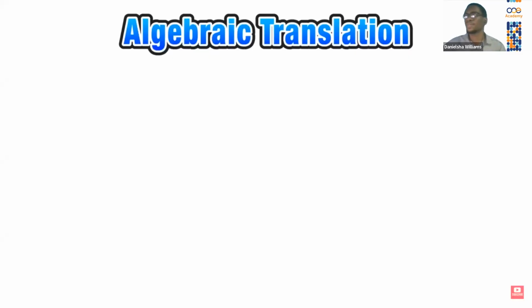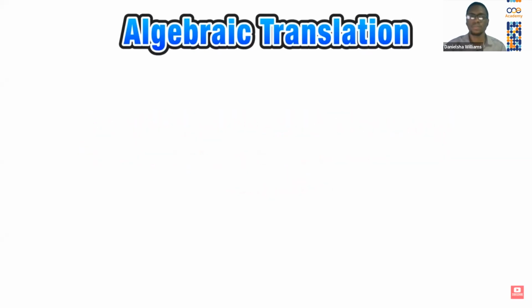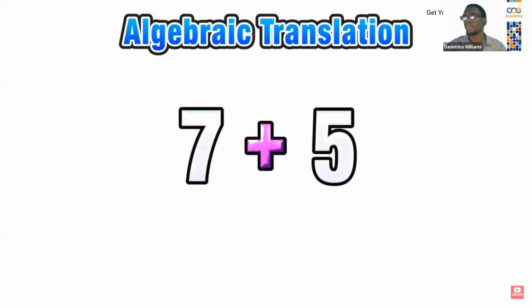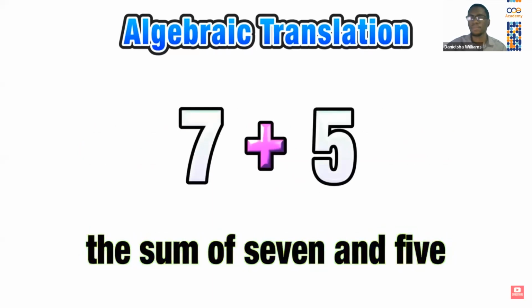Hello everyone and welcome to this lesson on algebraic translation. Now our aim for this lesson is how can we translate written expressions and equations into numerical form. So basically we see it in written form and we want to write it in terms of numbers and variables. Now before we can do that, we have to lay the groundwork here, and there's a few things that we need to know so that we can use them when we get to doing the actual translations. Now, if we had something like 7 plus 5, verbally we could express this, for example, as the sum of 7 and 5, and we would be done.